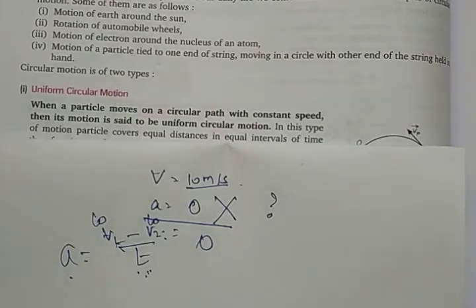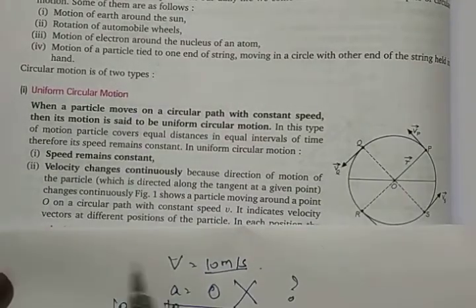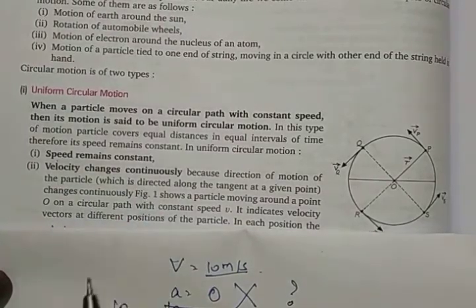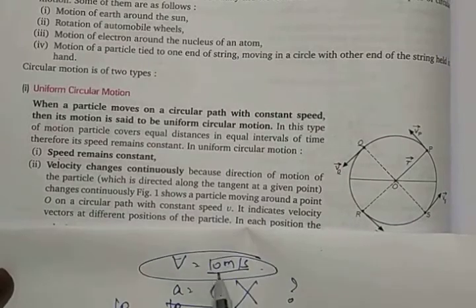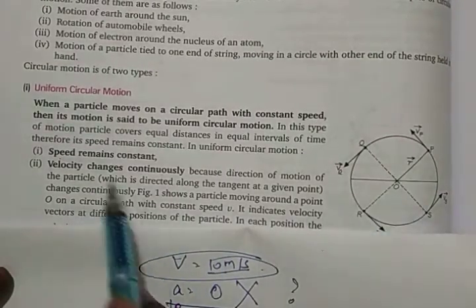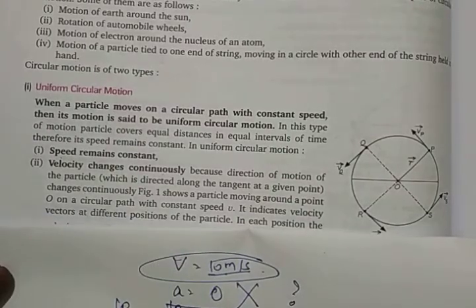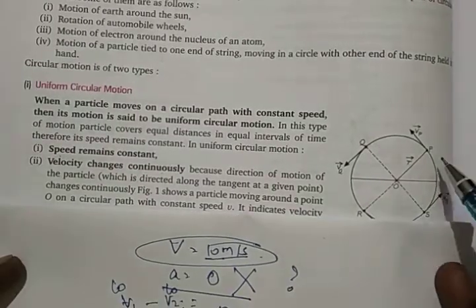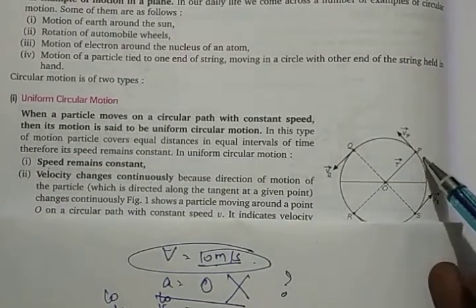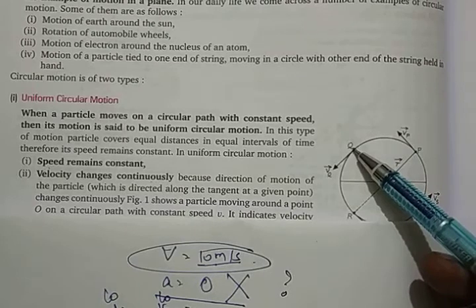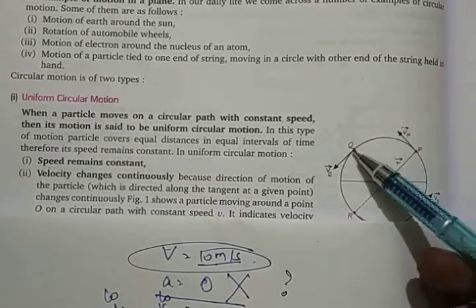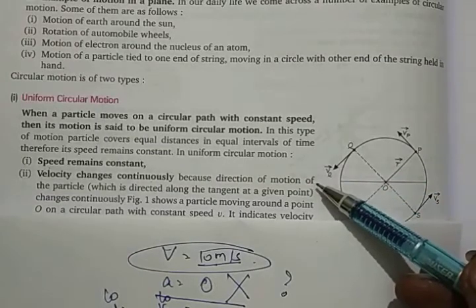That thing is quite clearly given in this one. Speed remains constant but velocity changes continuously. What we talk about is only speed. The v is only the speed. It remains constant, but velocity changes continuously. How the velocity changes continuously: look at the direction of the velocity from P, it is directed along the tangent. When it goes to Q, it does not have the same direction as that of P, the direction changes to the tangent here.